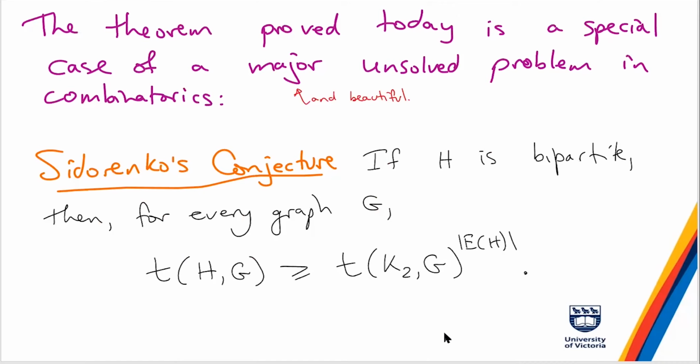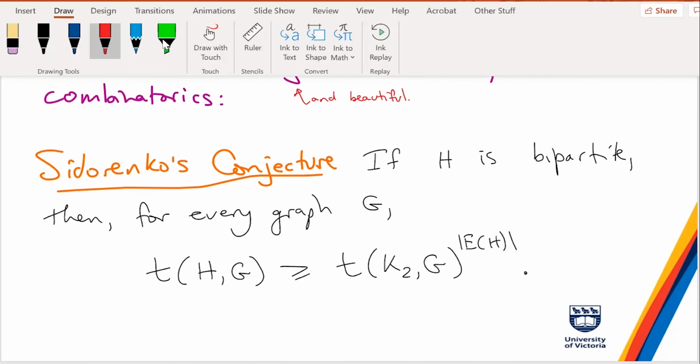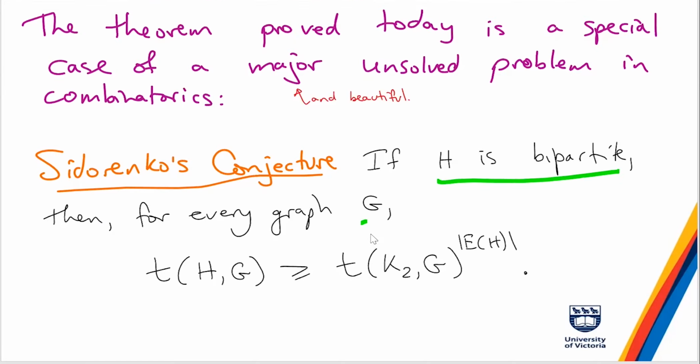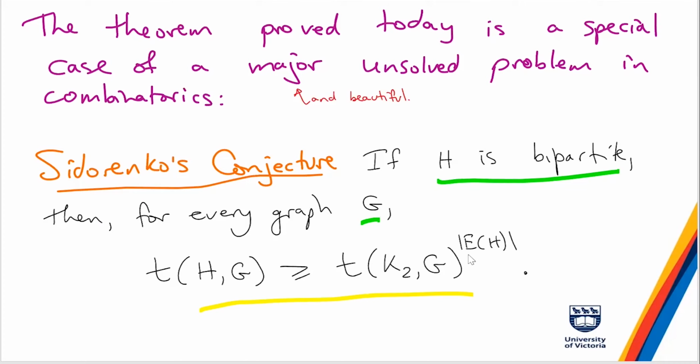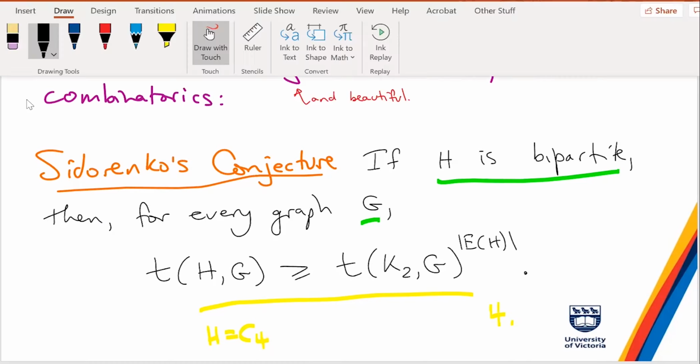So maybe we're out of time here, but I just wanted to quickly mention this conjecture, which is a famous open problem called Sidorenko's conjecture, which would generalize this result. It says that if H is any bipartite graph, then for every graph G, the homomorphism density of H in G is at least the density of K2 in G raised to the power of the number of edges in H, which if H is C4 just gives me a power of 4 here. So this is an unknown conjecture, but very natural and very famous.